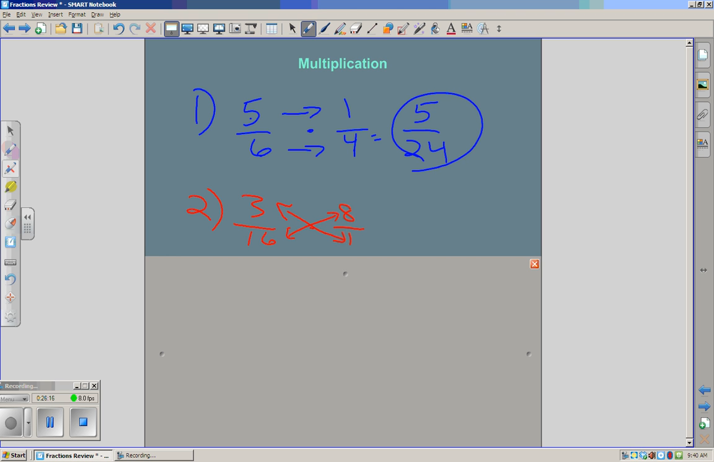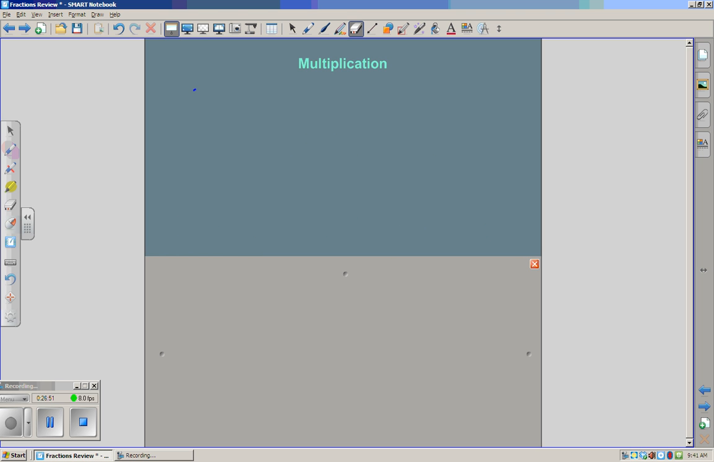Both 8 and 16 can be divided by 8. So I can divide this by 8, and I can divide this by 8. 8 divided by 8 is 1. So I can just actually cross this 8 out and put a 1. And I can cross this out and put a 2, because 16 divided by 8 is 2. So now, after I cross reduce, 3 times 1 is 3, 2 times 1 is 2. When I simplify that, I get 1/2. Cross reduction makes your life very, very simple. I'm going to erase this right here.